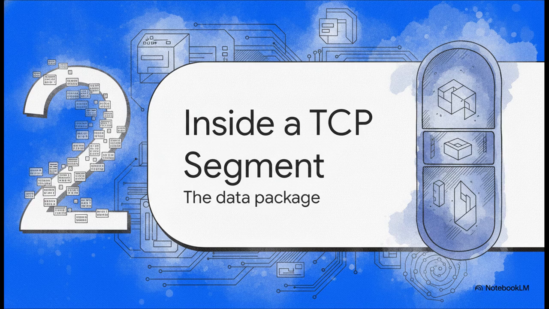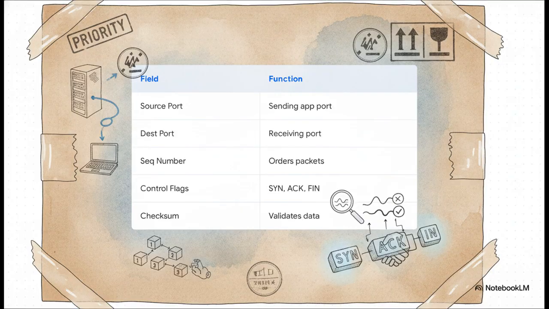Section 2. Inside a TCP segment, the data package. Now, what's really interesting here is how much a TCP segment looks like a highly detailed physical shipping label on a package. When your computer sends out data, it attaches a header packed with vital control info. You've got a source port telling us exactly who sent it, a destination port to make sure it reaches the right app on the server, and a sequence number to keep everything in perfect order. Plus, there's a checksum that basically acts like a scanner for transmission errors, but you really want to pay special attention to those control flags, specifically SYN and ACK. Because these are the actual mechanical levers of the handshake we're about to explore.